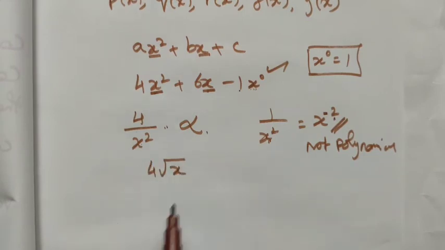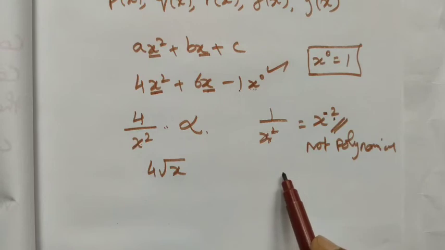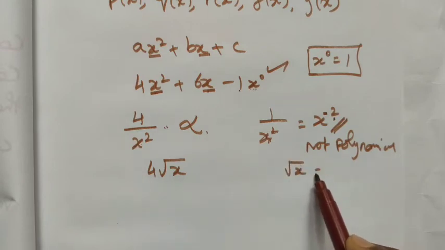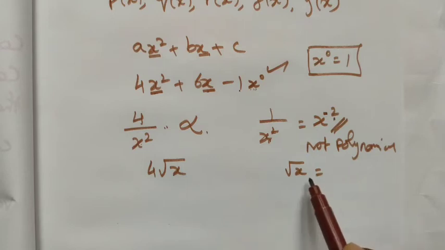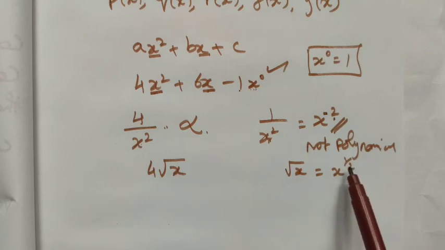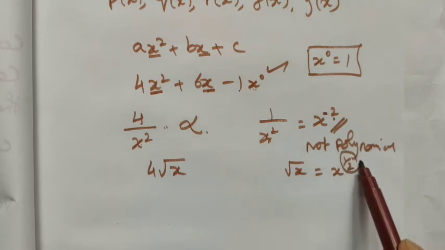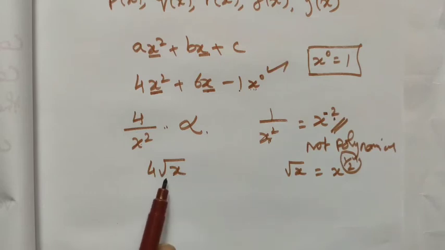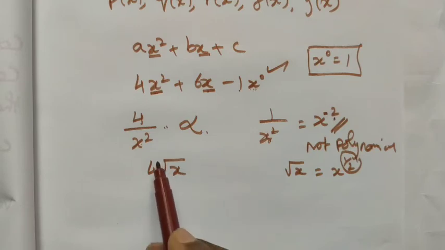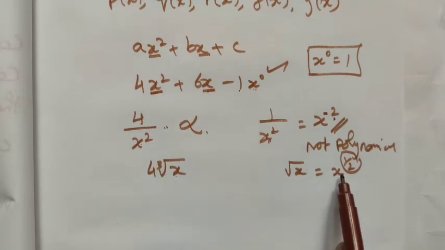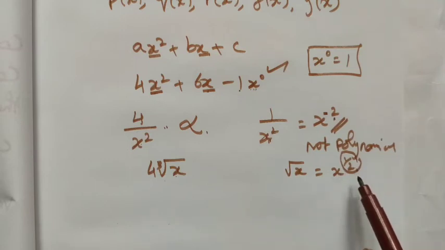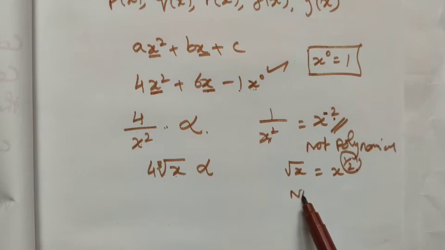Suppose 4 root x. We know the value of square root x is equal to x power 1 by 2. The variable's power should not be in fraction. Either we call it a root value, that is a surd value, cube root of x or square root of x, whatever it may be, the variable's power should not be in a fraction. So this is also not a polynomial.